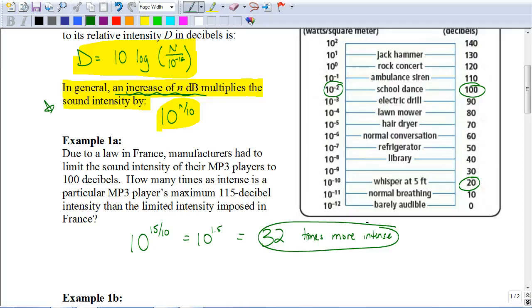So to figure that out, you take the difference in the decibel value, and divide that by 10. So in this case, my difference here is 15 decibels. Divide that by 10 gave us 1.5. So it would be 10 to the 1.5 power gives me 32.